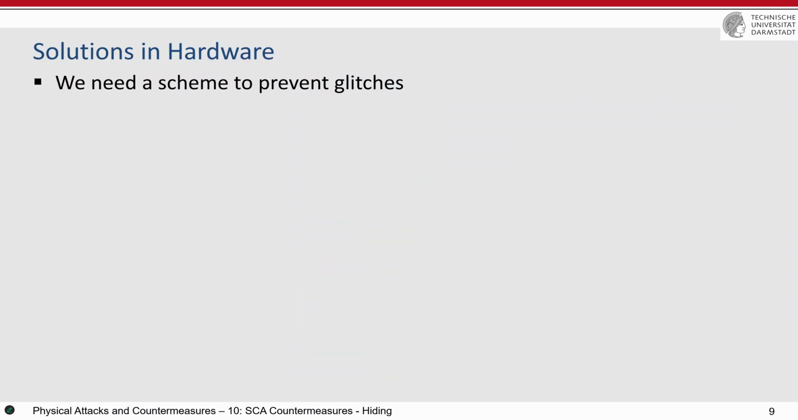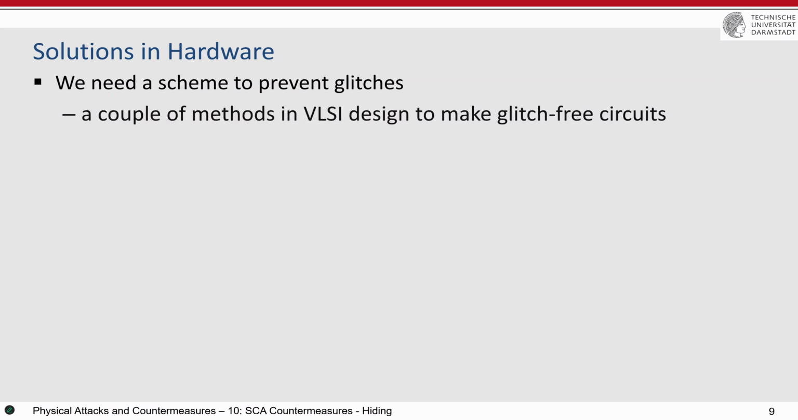For the equalization, we need actually a scheme to prevent the glitches. You learned this before. If we have the glitches in your system, then the number of glitches are data dependent, and then every glitch consumes some energy and so on. Now, there are some techniques in VLSI, very large scale integrated systems, to build glitch-free circuits.